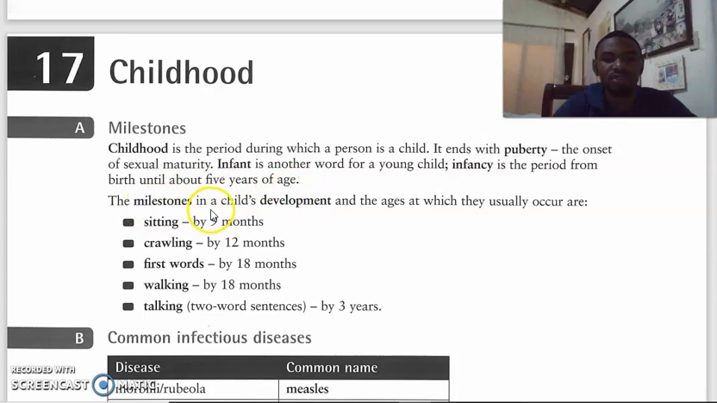The milestones in a child's development and the ages at which they usually occur are: sitting by 9 months, crawling by 12 months, first words by 18 months, walking by 18 months, talking by 3 years.